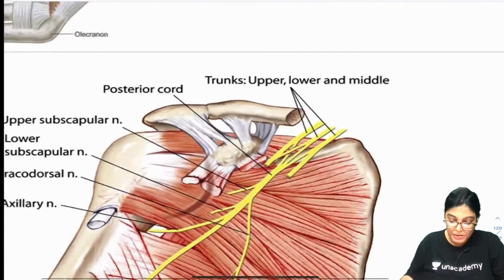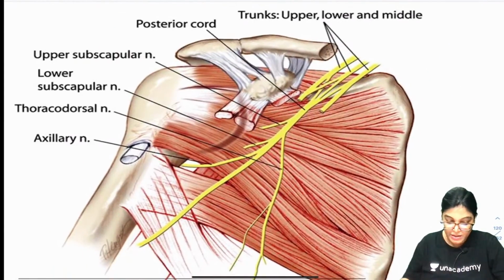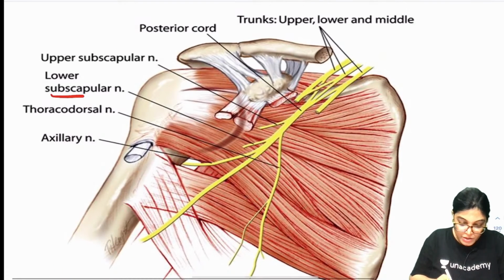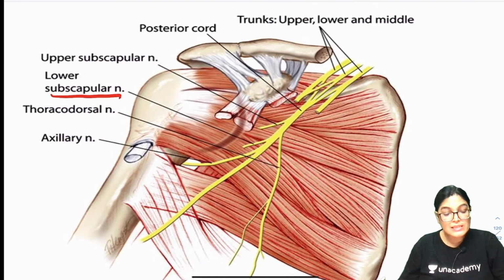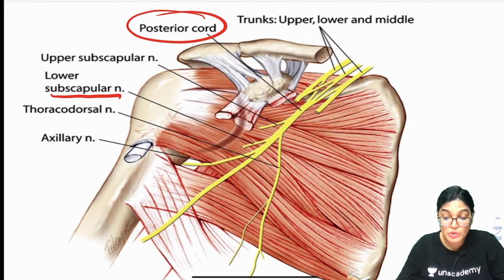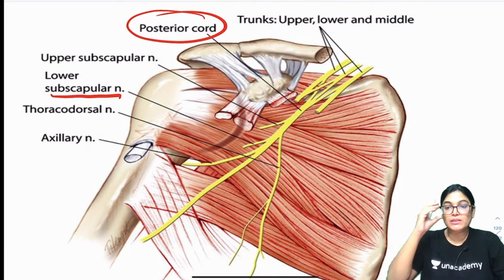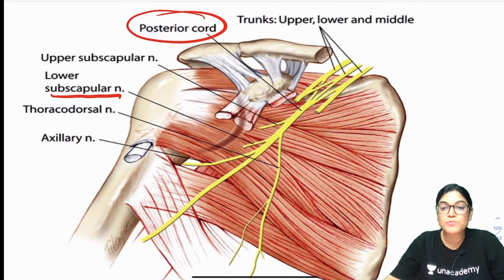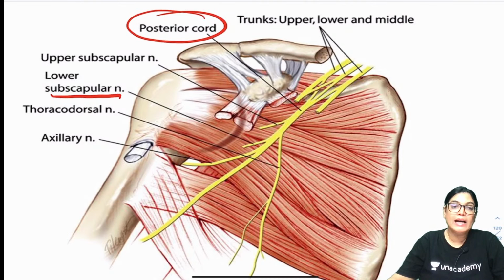Now the subscapular nerve was also given. Let me show you another diagram. Here you can see the subscapular nerve. The subscapular nerve again originates from the posterior cord, and it is going more distal. It is innervating the subscapularis muscle, and the lower subscapular nerve is innervating the teres major muscle, and this nerve is lying very far down.